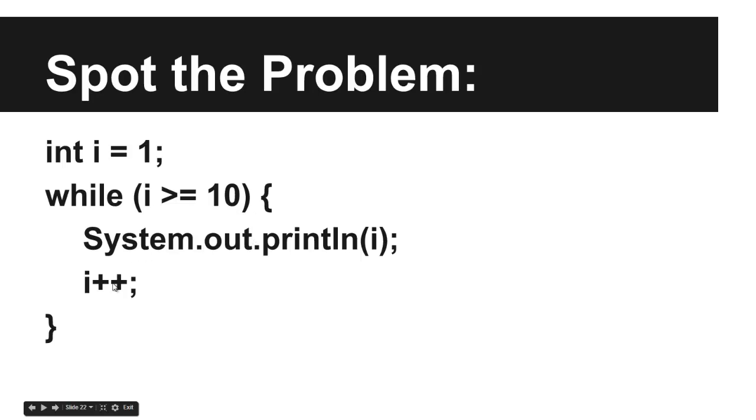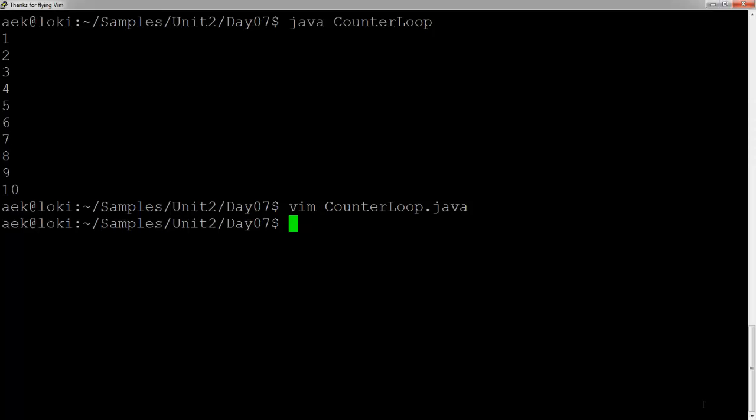Then it becomes 11. And then we have 11 is greater than or equal to 10. That's true. We print it out. Now we have 12, 13. There's no point where that condition becomes false. We run into an infinite loop. And I want to show you real fast what that looks like.